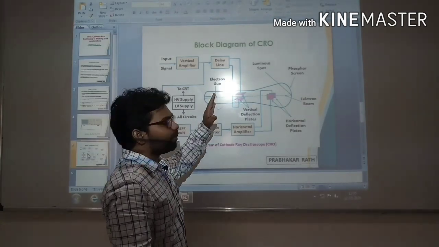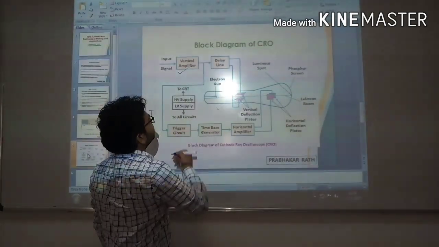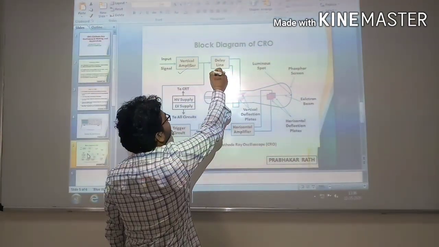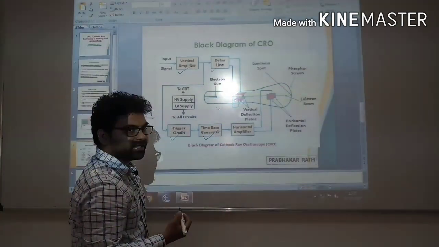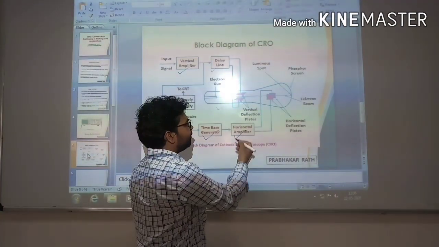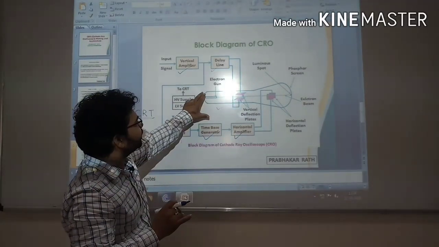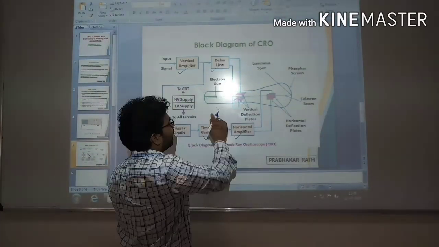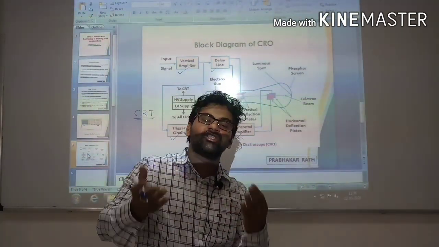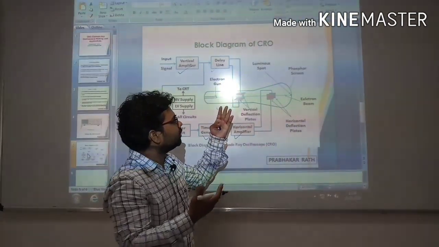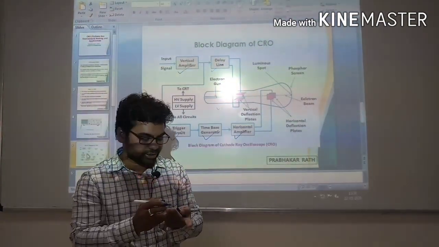So, in the CRO block diagram, we will discuss gradually what is the working operation of the vertical amplifier, what is the delay line, what is the trigger circuit, what is the operation of the time-base generator, and what is the operation of the horizontal amplifier, how this horizontal amplifier provides the signal to the plate of CRT. We will discuss what is the electron gun and how the electron gun provides the electrons towards the screen, how the illumination spot is created and how the electron beam is deflected towards the phosphorus screen, and all the details we will discuss gradually one by one.